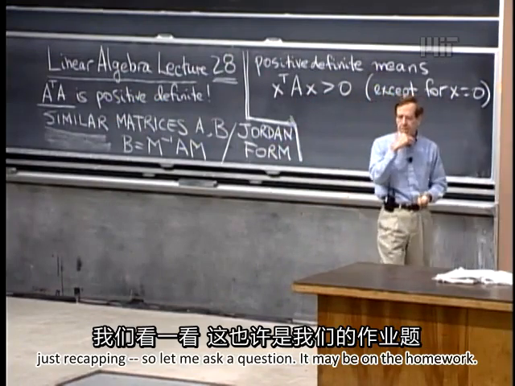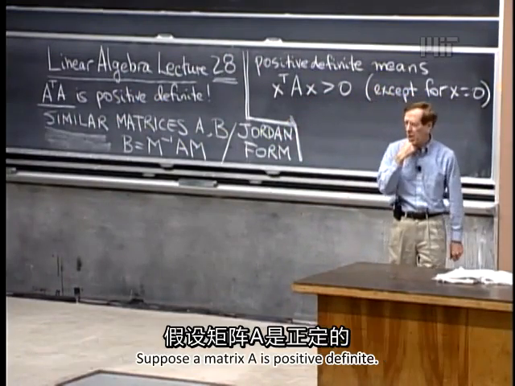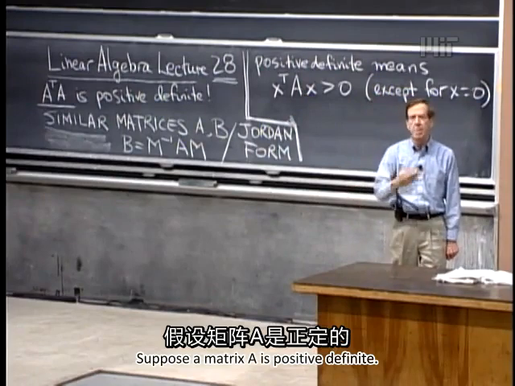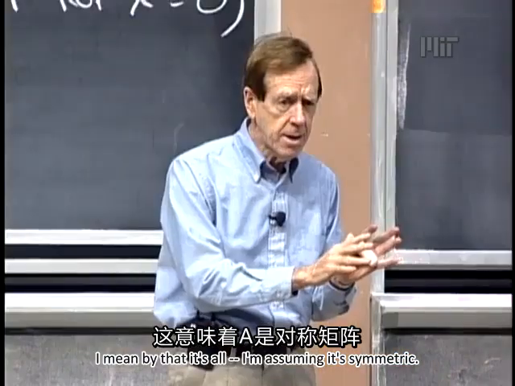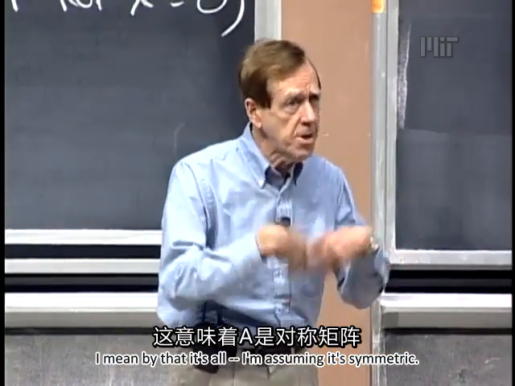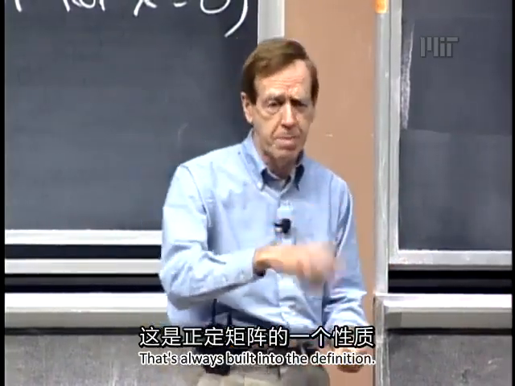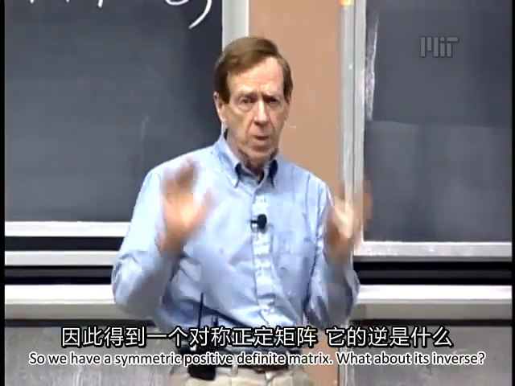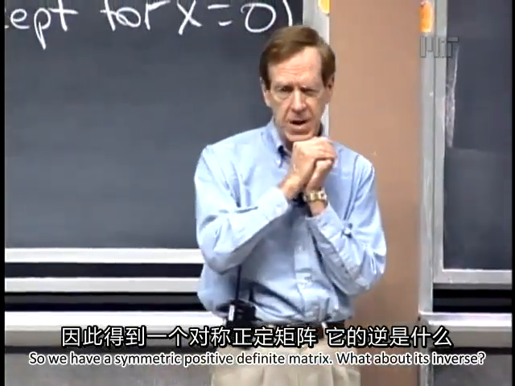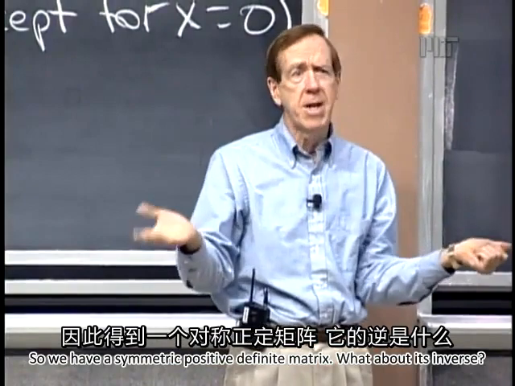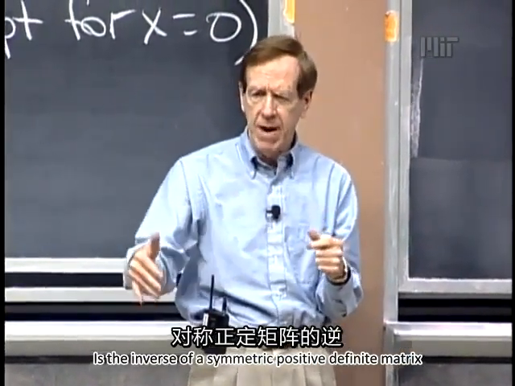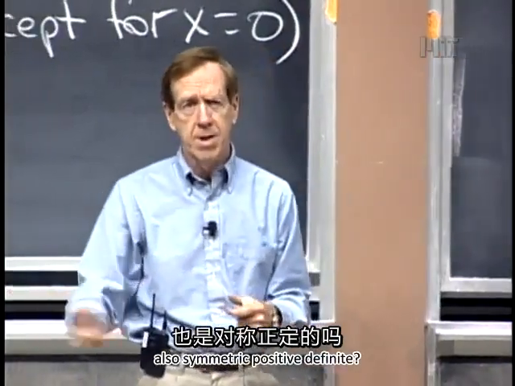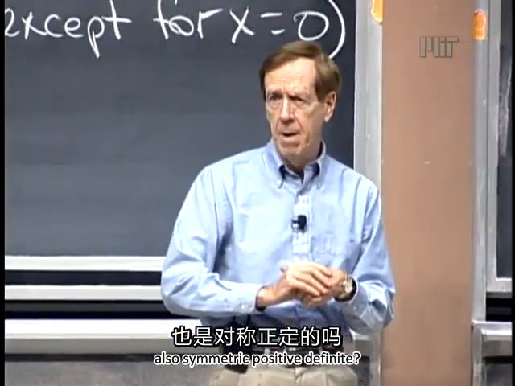Let me ask a question. It may be on the homework. Suppose a matrix A is positive definite. I mean by that, I'm assuming it's symmetric. That's always built into the definition. So we have a symmetric positive definite matrix. What about its inverse? Is the inverse of a symmetric positive definite matrix also symmetric positive definite?